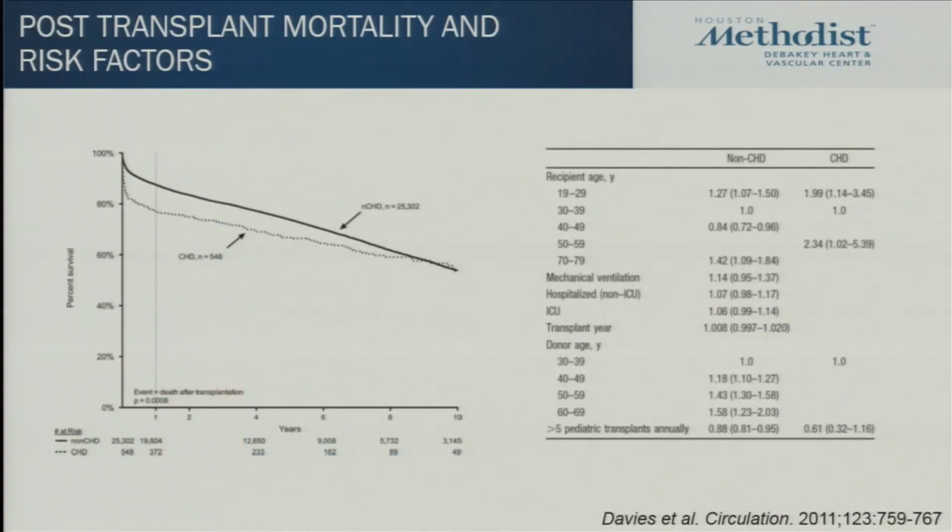So again, how do these patients do after transplantation? As you can see here, this is a graph comparing patients who've had congenital heart disease and no congenital heart disease. And 1 year survival is definitely limited. It's under 80% compared to almost 91% for all other patients. So these patients don't do as well compared to patients who do not have congenital heart disease. And again, the risk factors remain the same for both of them: mechanical ventilation, being in the ICU, donor age. These honestly are not too different.